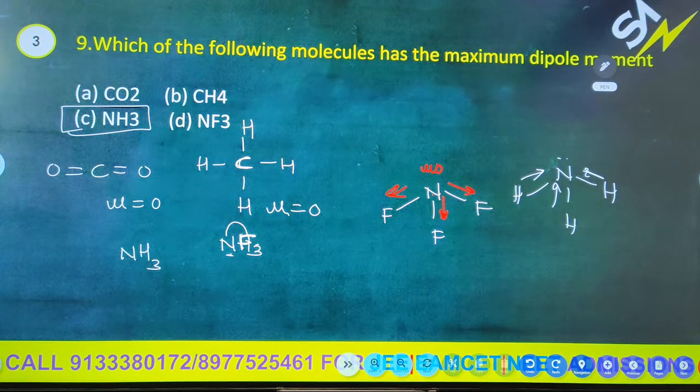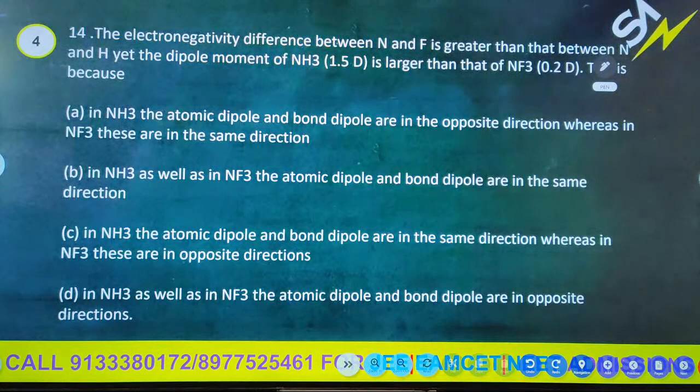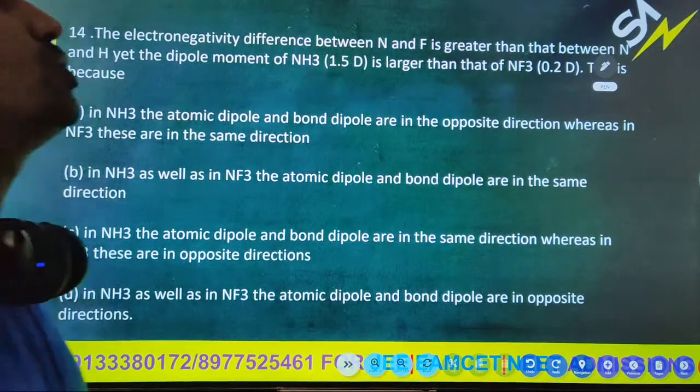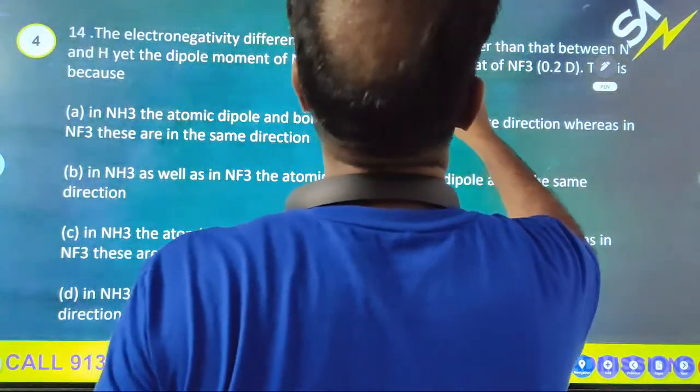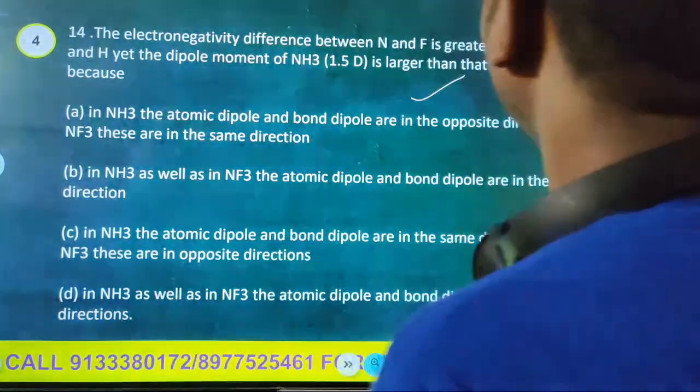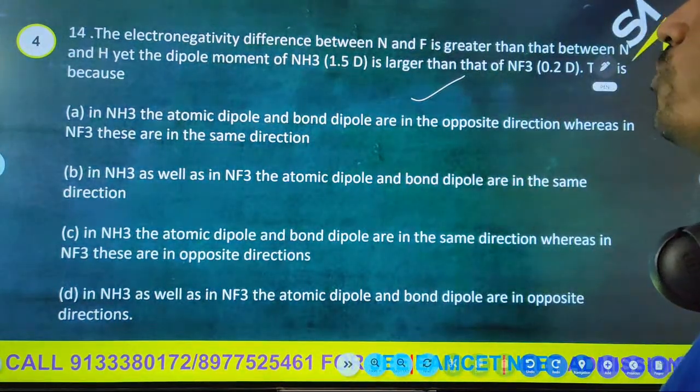So after ammonia, the next point. The electronegativity difference between N and F is greater than that between N and H. The dipole moment of NH3 is 1.5 D. So what about the case of NF3? 0.2 D. So why is this? Why is it so?